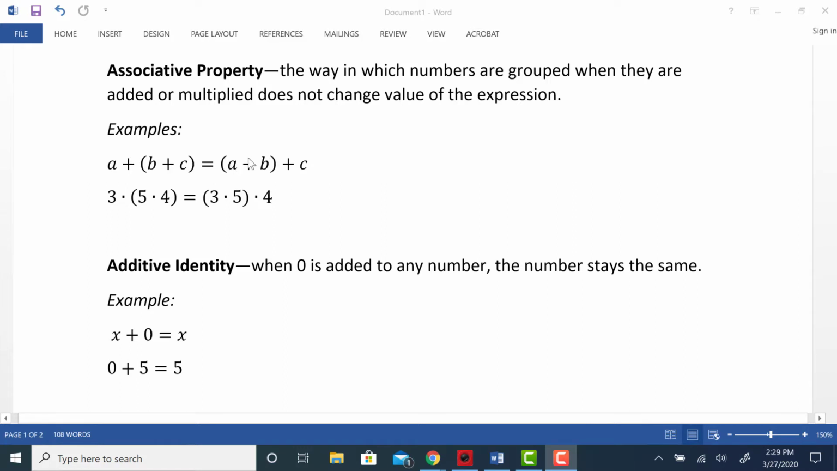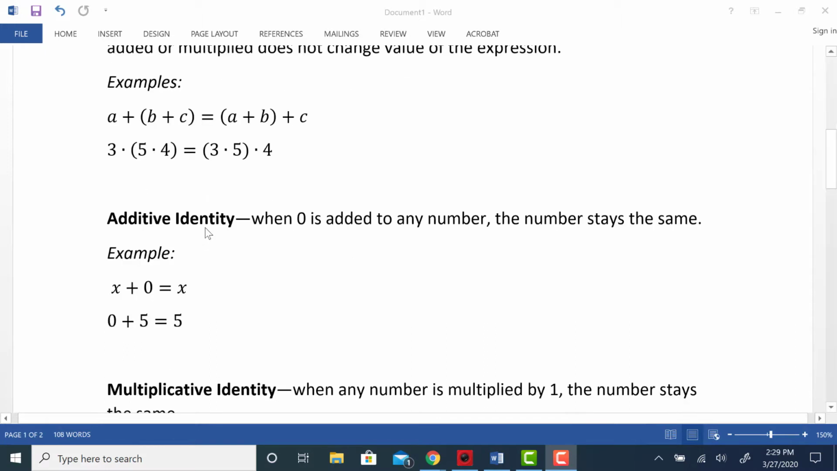Parentheses just tell me which part to do first. So on the first one, it's telling me to add the b and the c first. On the second one, it's telling me to add the a and the b first. Doesn't matter which way I do it, I still get the same answer. Same thing for multiplication. If I do 5 times 4 first and then times 3, or if I do 3 times 5 first and then times it by 4, I'm still going to get the same answer. Now, associative and commutative property do not work with subtraction or with division. They only work when you're adding or when you're multiplying.